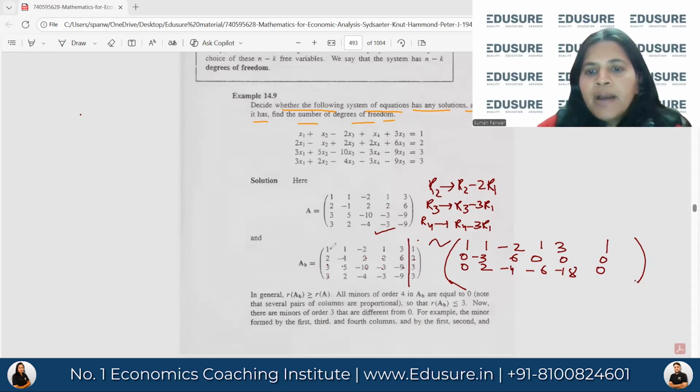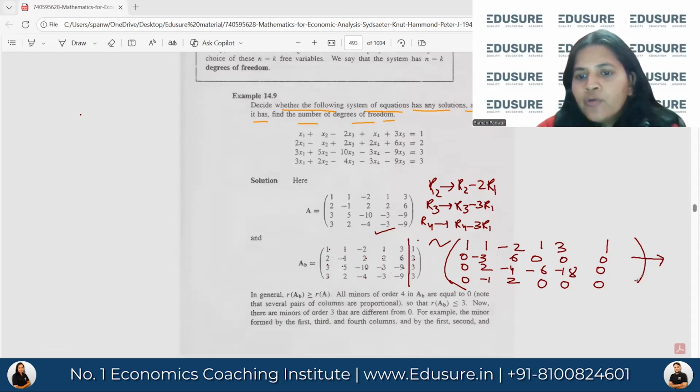Now I have converted my augmented matrix into this. Now you can see that the second row and the fourth row are multiples of each other.